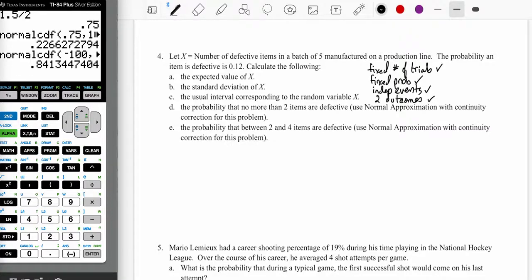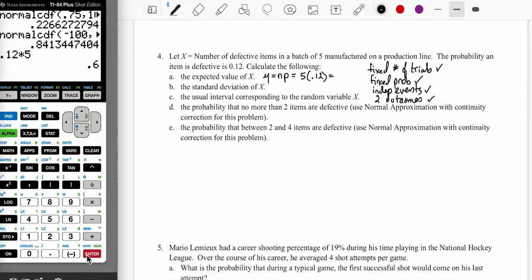So the expected value would be mu equals np, which would be 5 times 0.12. So 0.12 times 5, that's 0.6? Let's take a look. Yep.